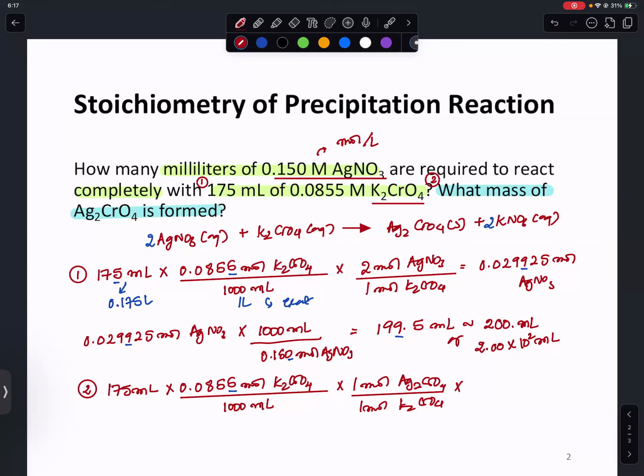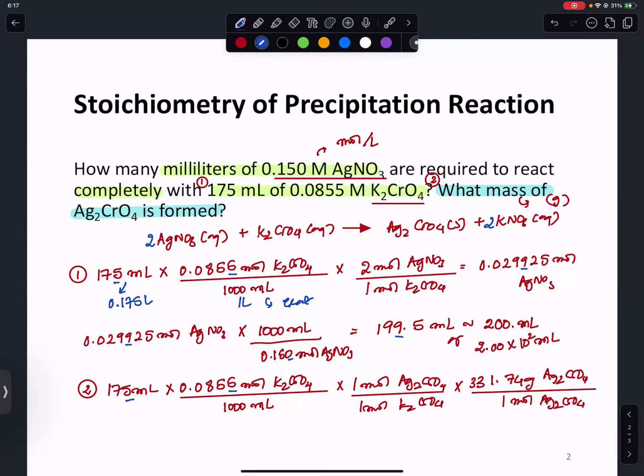And right here, I can tell you, because we're discussing this together, that this mass is going to be in grams: 331.74 grams silver chromate over 1 mole of silver chromate. So this is multiplying by the molar mass.